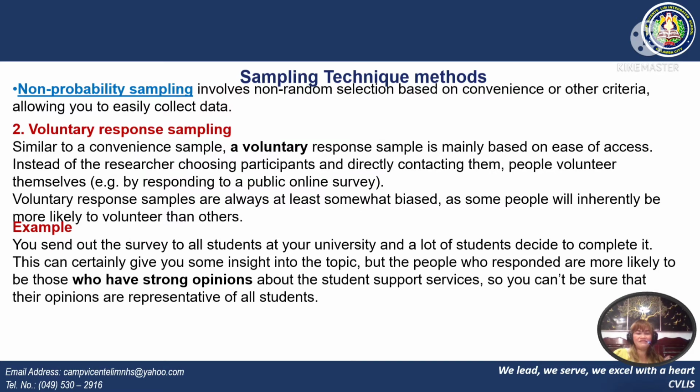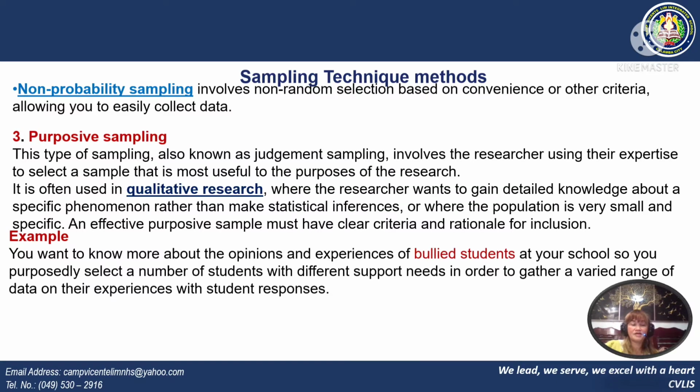This can certainly give you some insight into the topic, but the people who responded are more likely to be those who have strong opinions about the student support services. So you can't be sure that their opinions are representative of all students. For example, you want to know more about the opinions and experiences of bullied students at your school. So you purposely select a number of students with different support needs in order to gather a varied range of data on their experiences with student responses.